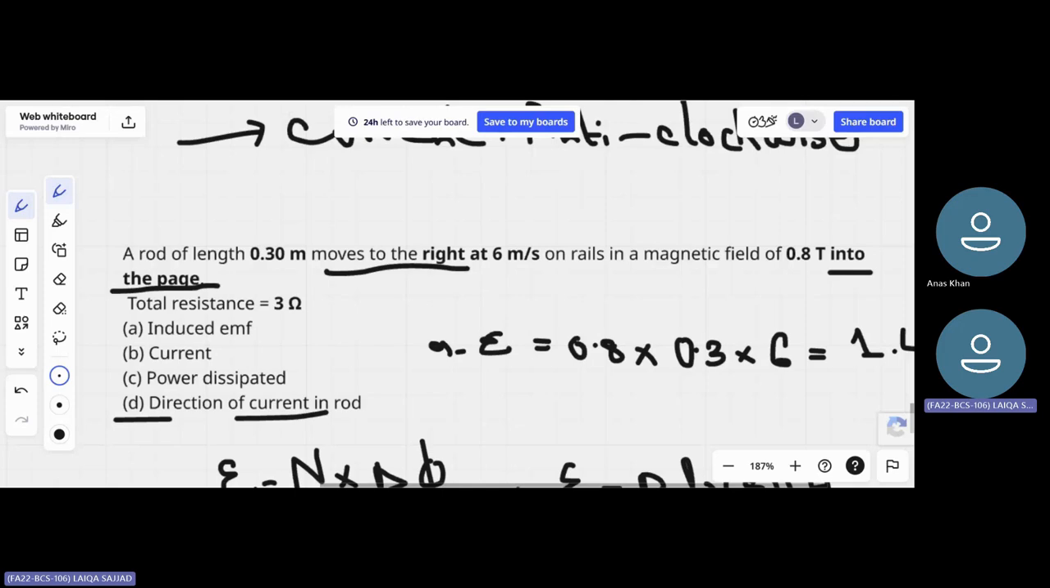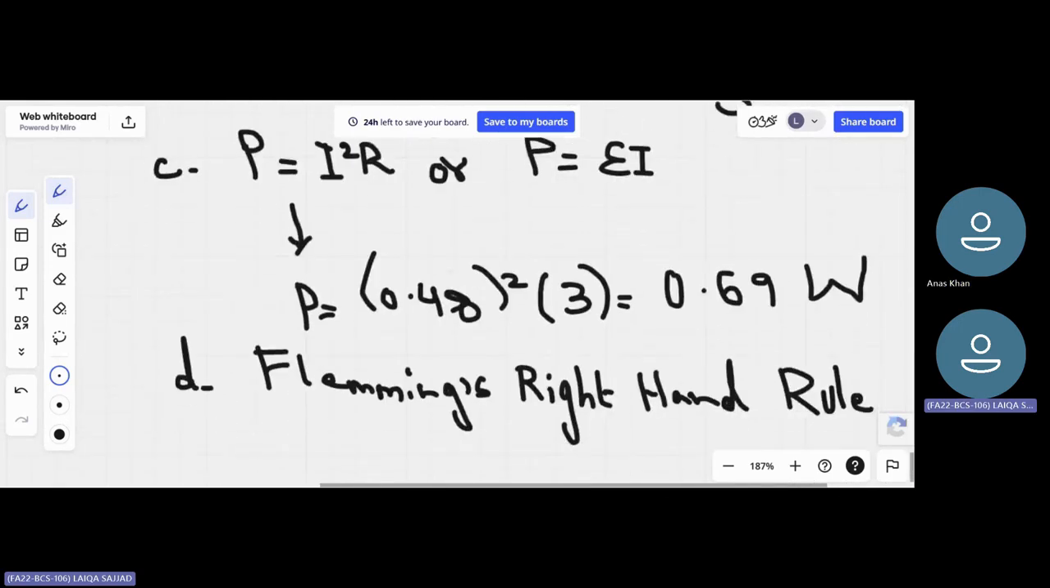Where would your second finger point? The motion is where again? It's towards the right. It's given in the question that the rod moves towards the right. Okay, so in that case, the current is moving upwards. Yes, very good. The current would be upwards.